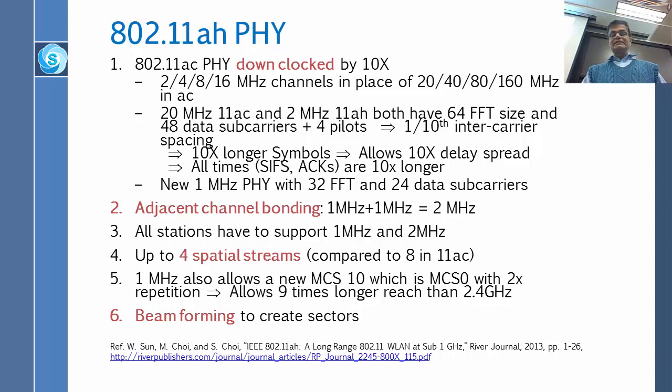What that means is, instead of 20 megahertz, they will use just 2 megahertz. Instead of 40 megahertz, they will use 4 megahertz. And use the same number of carriers. So 20 megahertz AC uses 64 FFT size and 48 data subcarriers. In AH, they are using the same FFT size and same carrier size, but only in 2 megahertz. Things are closer together.